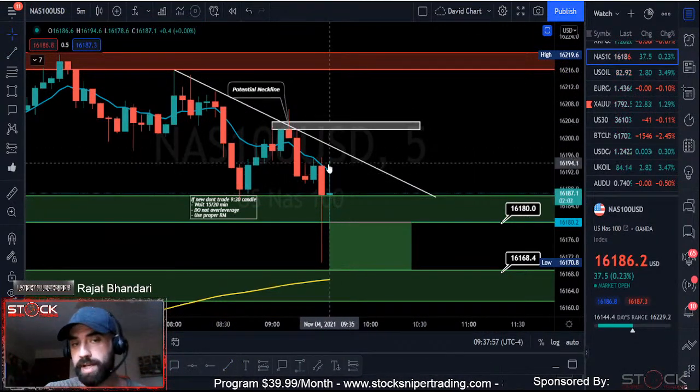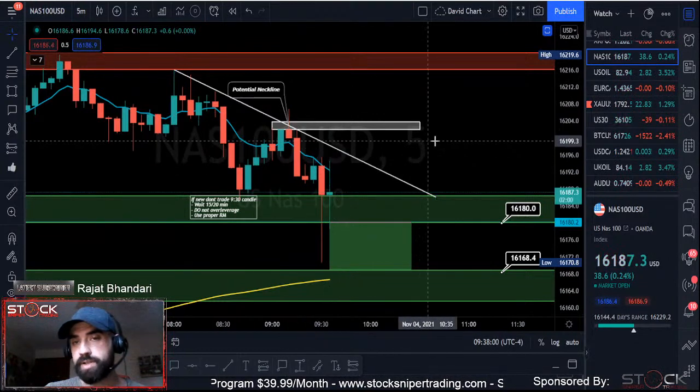To have this movement to the upside, it's got to break above this 9, and it's got to break this overall downtrend starting to form here.